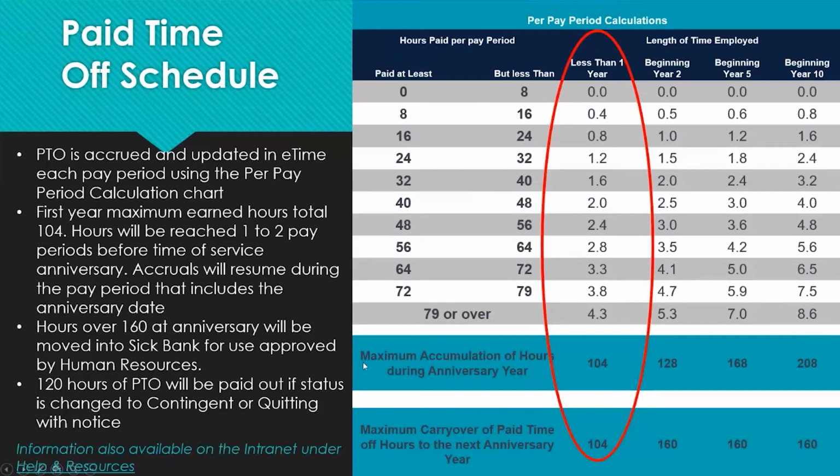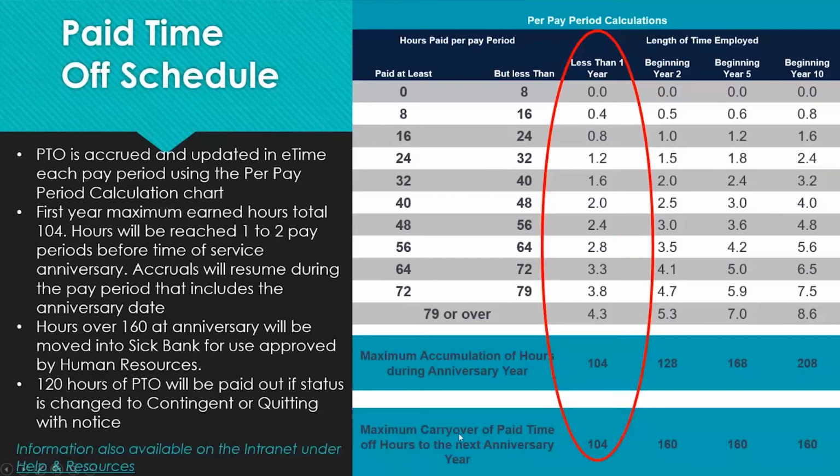There's a maximum amount of hours during the year. For your first year, hours earned is 104 hours, and the maximum will be reached 1 to 2 pay periods before the time of service anniversary. Accruals will resume during the pay period that includes the anniversary date. So you can see here that your first year you can get 104, and then after that it's 128, 168, and then 208.